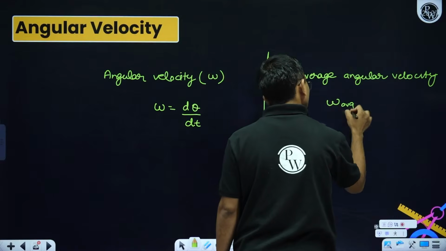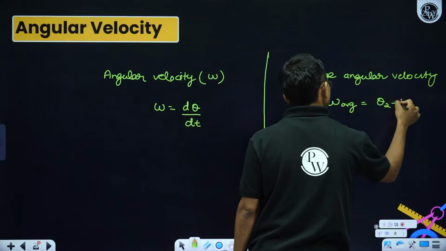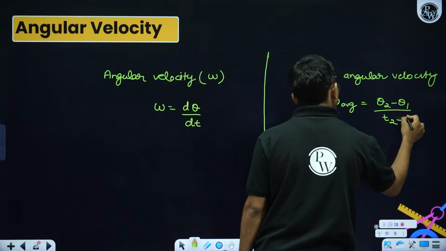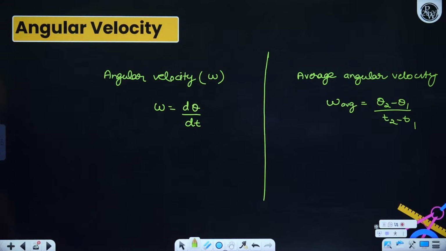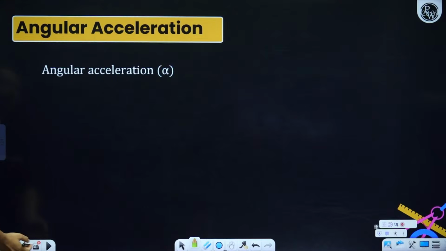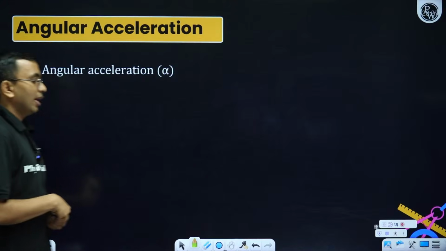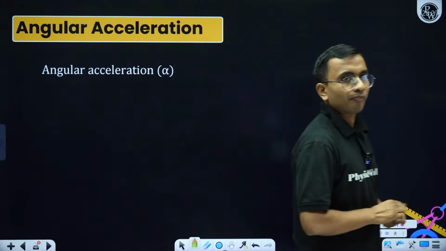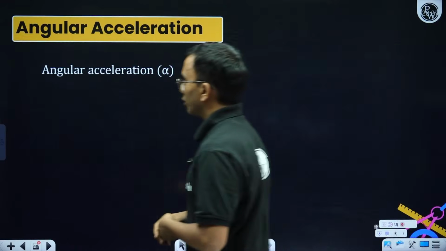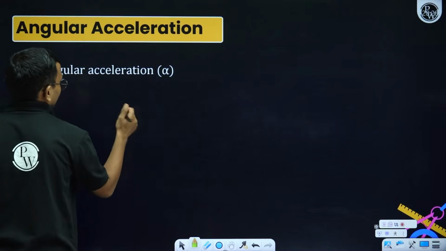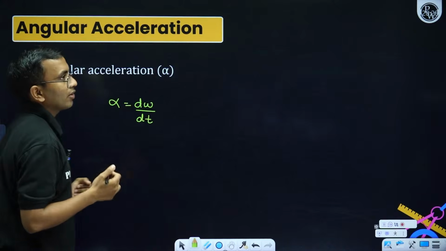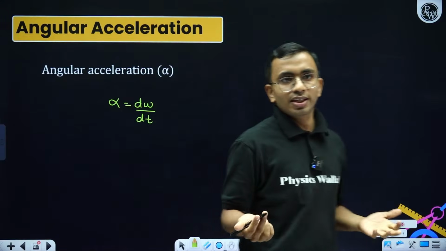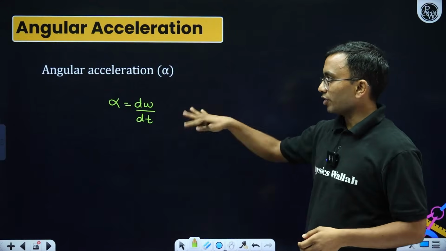Omega average will be angular displacement divided by time interval: theta 2 minus theta 1 upon t2 minus t1. Now, angular acceleration alpha. What is angular acceleration? Simply, the rate of change of angular velocity. The way acceleration is the rate of change of velocity, similarly, angular acceleration is the rate of change of angular velocity.